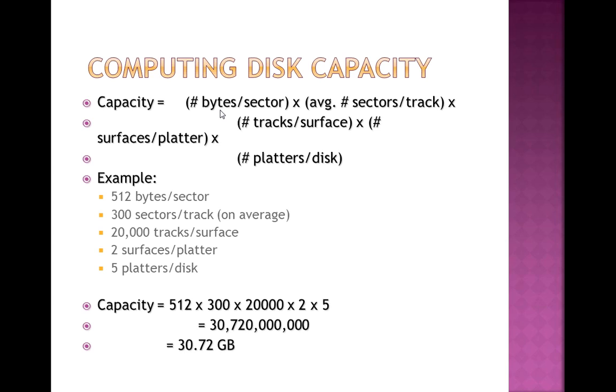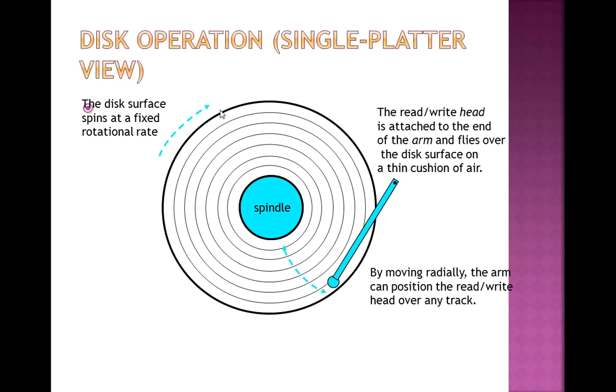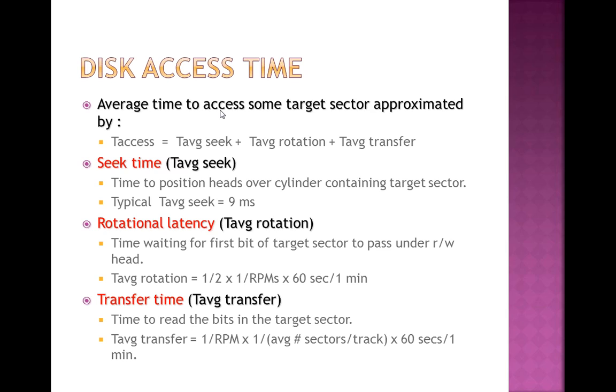This is how we can compute it. As I told you, the number of bytes per sector, multiplied by the average number of sectors per track, multiplied by the average number of tracks per surface, multiplied by the number of surfaces, multiplied by the number of platters. An example is also given. This is what we have covered with the help of the book and with the multi-platter view.